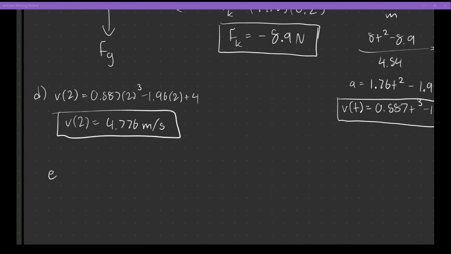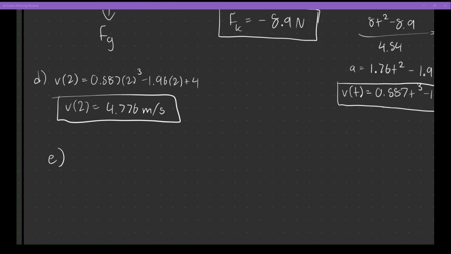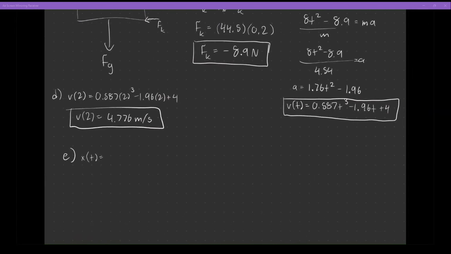Okay, so now for part E, they want instantaneous speed when the block is at position 2. So the first thing I want to do is find the x of t function. I would just integrate my velocity function, and when I do that, I get 0.145 t to the fourth minus 0.98 t squared plus 4t, and then there should be a plus c, but the initial position is 0, so you just leave it like that.